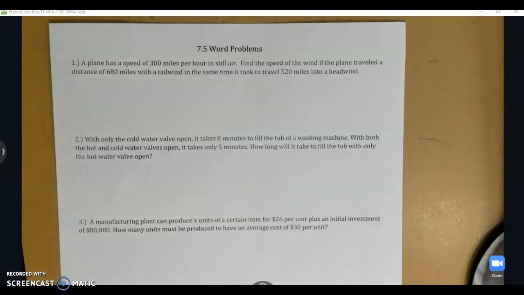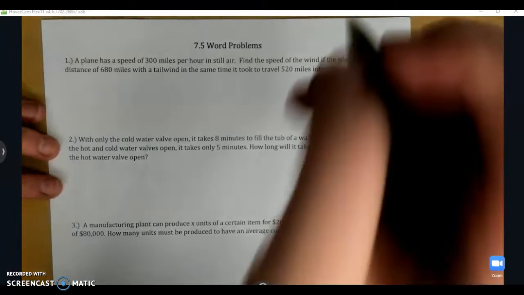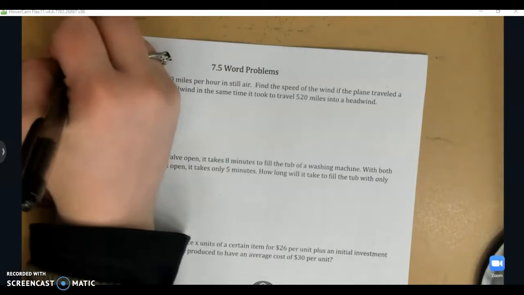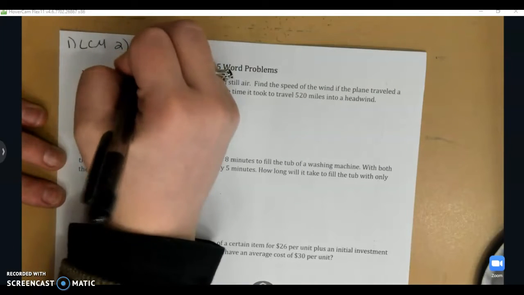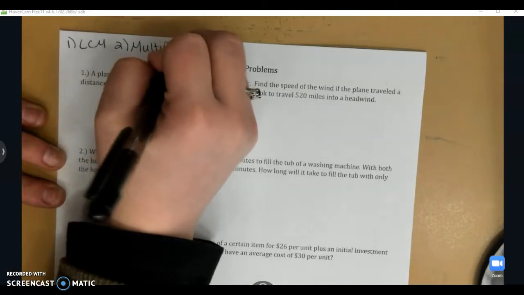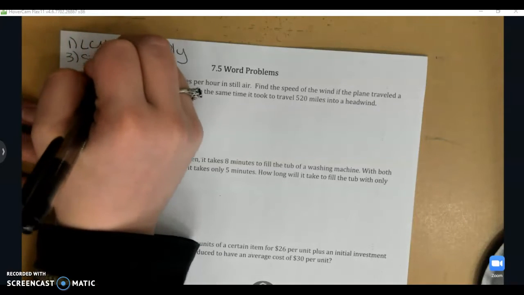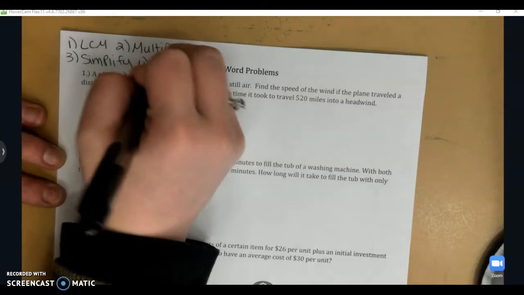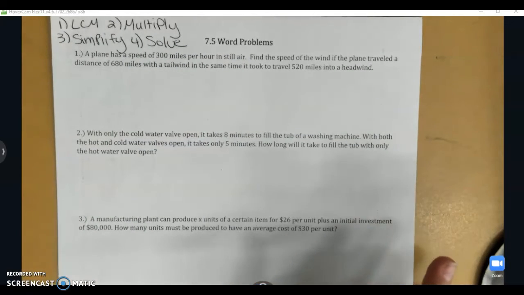Good morning. We are looking at word problems for our rational equations now. So we have to write our own, and then again, we're still following those same steps: 1 is identify the least common multiple, 2 is to multiply by that least common multiple, then we simplify, and we solve for our variable, or in this case, whatever the problem is asking us to find.